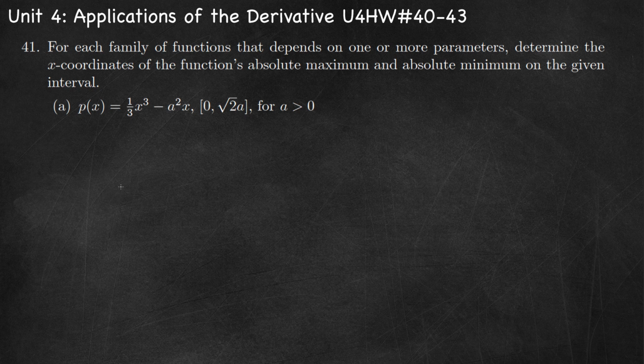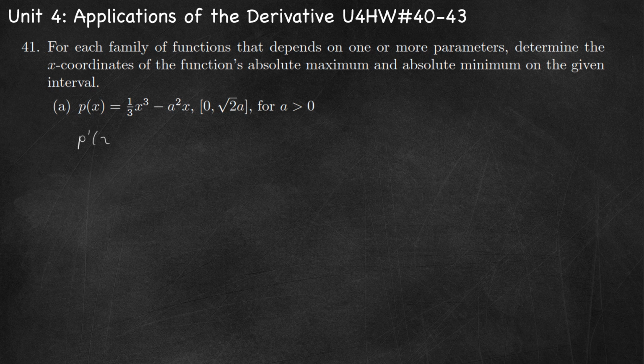Number 41. For each family of functions that depends on one or more parameters, determine the x-coordinates of the function's absolute maximum and absolute minimum on the given interval. So for part A, our function p of x is 1/3 x cubed minus a squared x. We're working on the interval from 0 to square root of 2 times a, and a is positive.